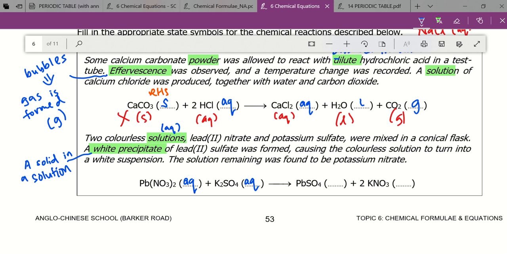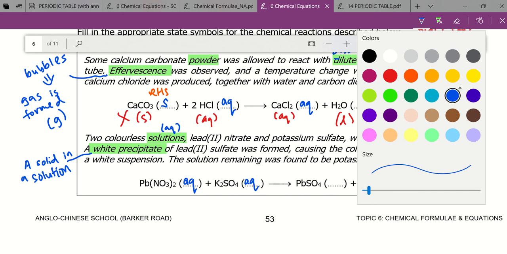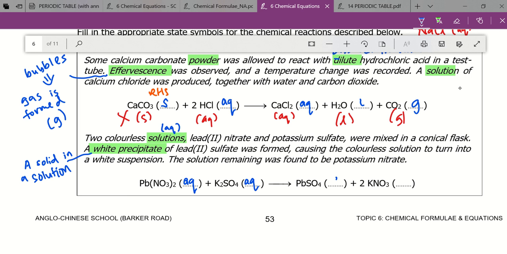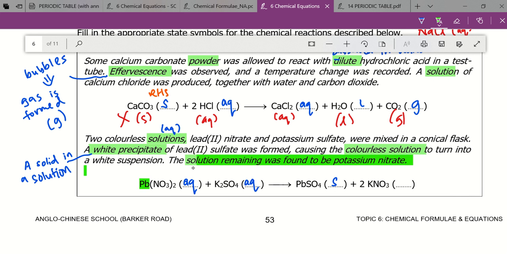Okay, so what is this then? We are looking at solid substances. So what is this solid substance? It is lead(II) sulfate. So our PbSO4, lead(II) sulfate, should be solid. And then continue reading, and it causes the colorless solution to turn into a white suspension. The solution remaining is found to be potassium nitrate. So again, solution is the word AQ, and that will be over here.